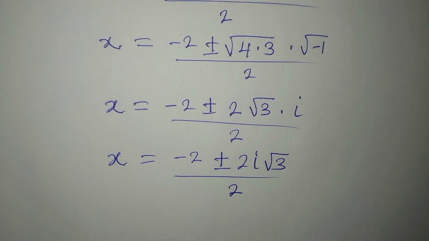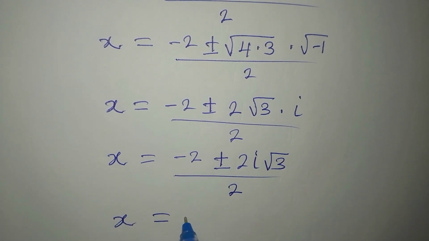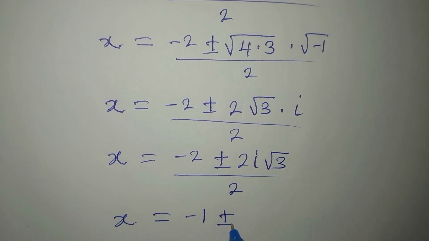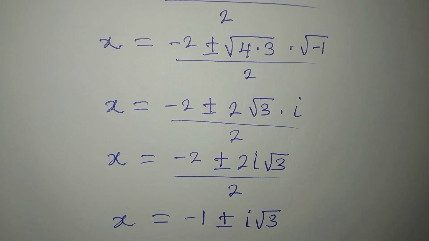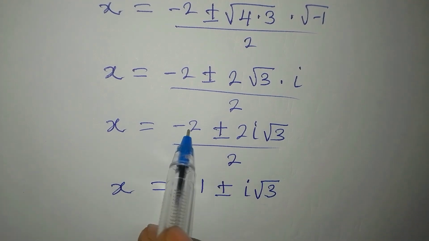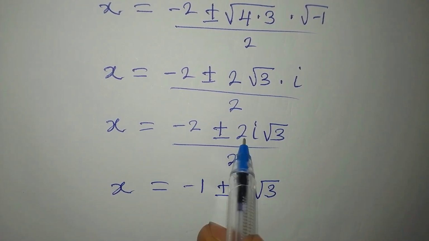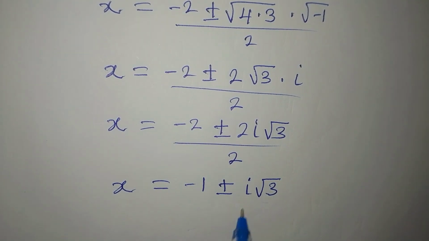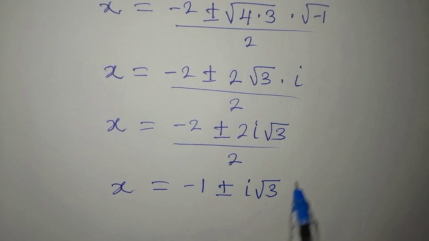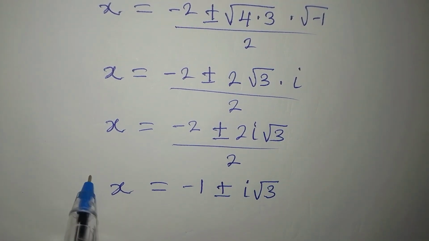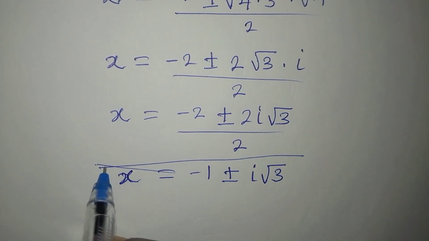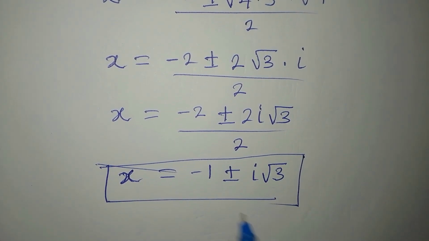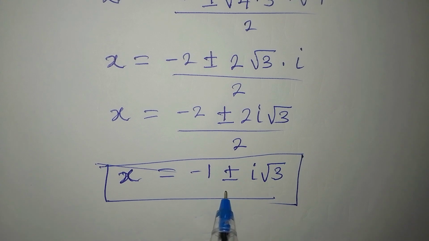Okay, so what do I do again? I can say that my x will be minus 1 plus or minus i root 3. Why? Because 2 can go into minus 2 to give minus 1. 2 into 2 is 1. So 1i is the same thing as i. Then root 3 will appear. This is a 2-in-1 solution because of the plus or minus.